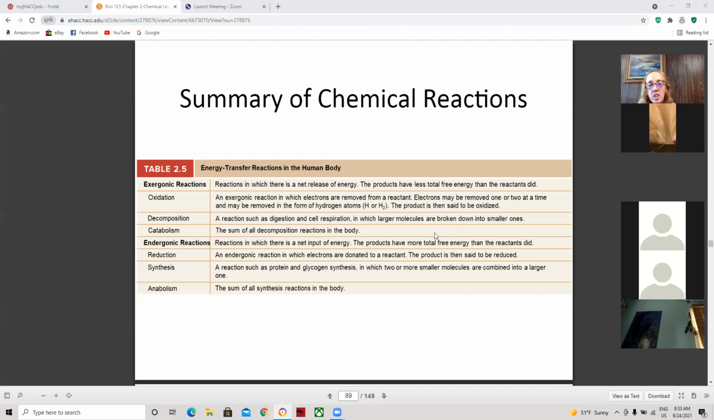So an oxidation reaction, which is to remove electrons, is an exergonic reaction. A decomposition or a catabolic reaction is to break things down. Synthesis or anabolic reactions are to build things up.